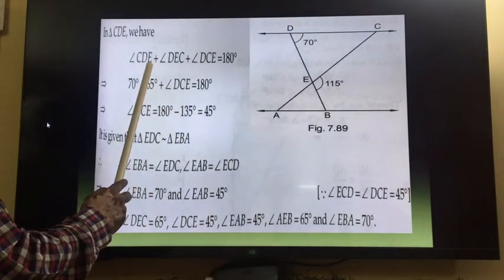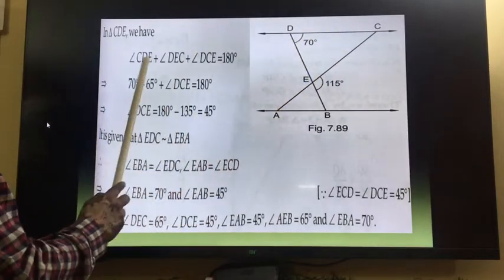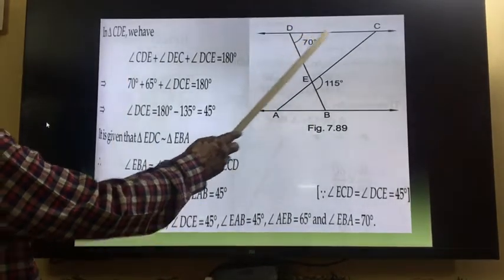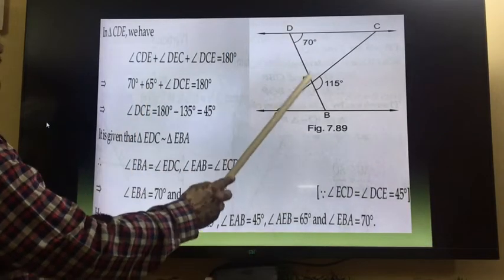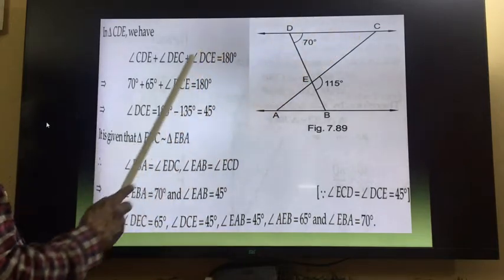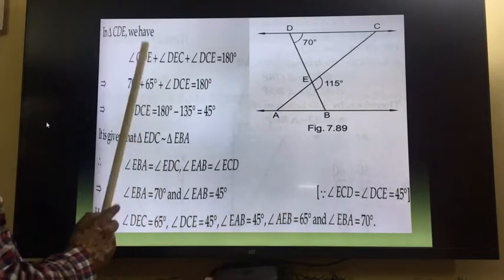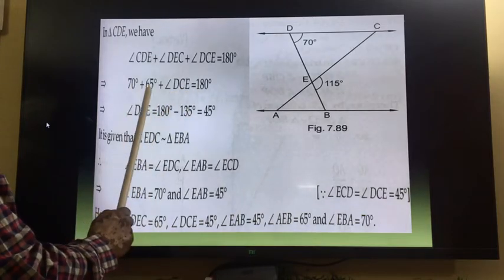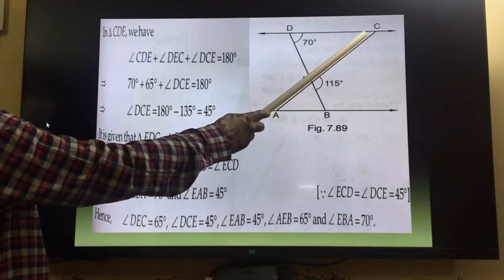Now to get the other angles, in triangle CDE, the sum of all three angles is 180 degrees. So angle CDE, this is 70, plus angle DEC, this is 65, we have already calculated, and this angle we want to find out. So angle DCE plus 70 plus 65 is equal to 180 degrees. Here the reason is angle sum property. So we will get angle DCE is equal to 180 minus (70 plus 65), which is 180 minus 135, equal to 45. So this angle is 45 degrees.